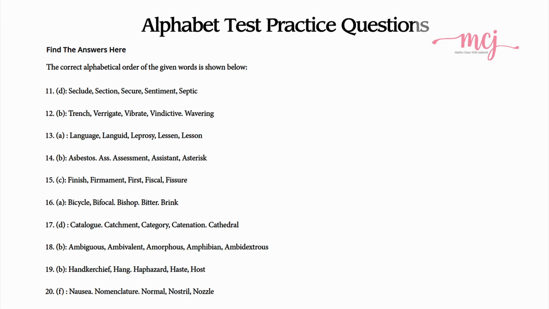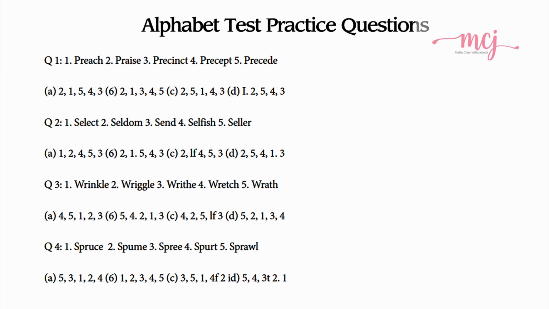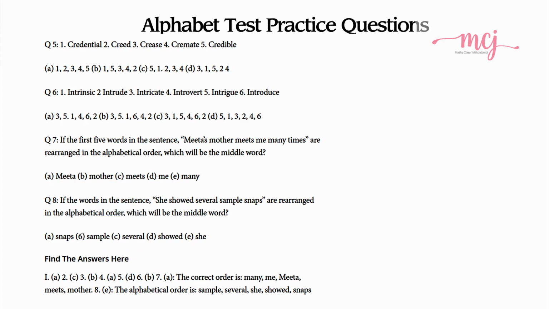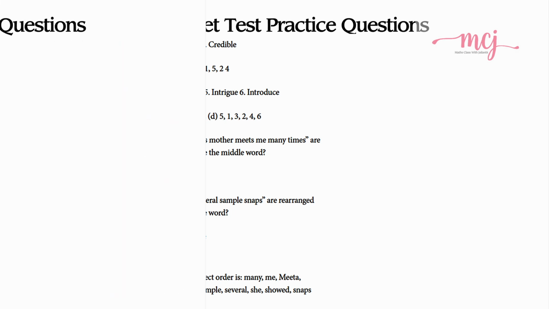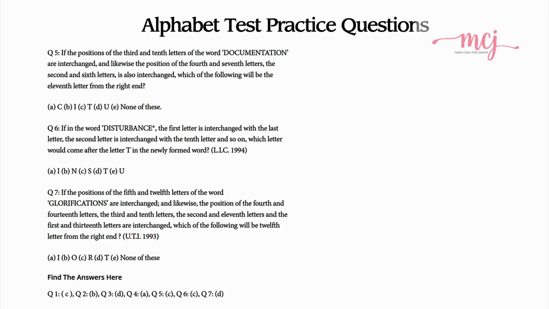You can see them. Part 3. In each of the following questions, arrange the given words in the sequence in which they occur in the dictionary and then choose the correct sequence. Here we have a number of questions and answers also provided at the end of the questions. Next, part 4, questions and answers are also there. Have a look at it and practice them.